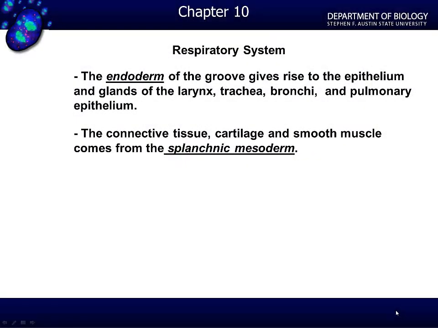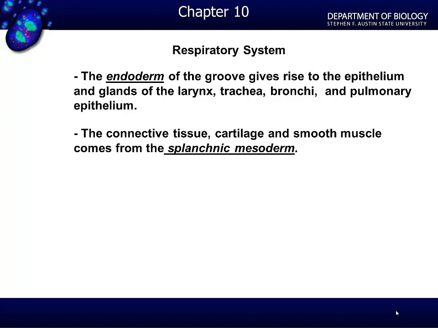As we begin forming our respiratory system, as we look at the floor of the pharynx, we're going to begin to form a blind-ended pocket, a diverticulum. It's going to invaginate downward, and it's going to extend to form the trachea, the bronchi, the lungs, all those passageways. And so the endoderm is going to give rise to the epithelium and glands of the larynx.